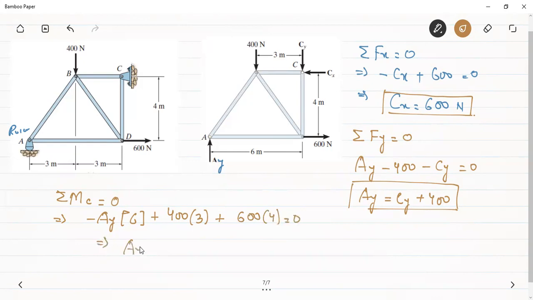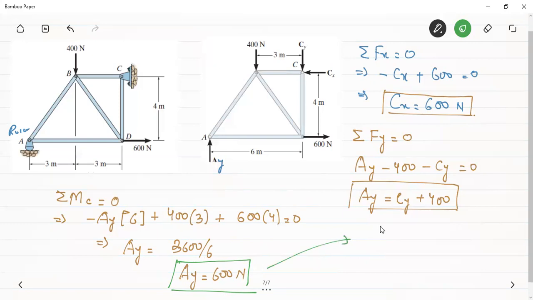So from here we get that AY is equal to 3600 divided by 6. This AY comes out to be 600 Newton. Again, this AY came out to be positive. Therefore, our assumption that AY is in the upward direction is correct. Okay, so this AY will be in the upward direction. Now we can substitute it here and we can find the value of CY. So 600 will be equal to CY plus 400. And again, CY came out to be positive. Therefore, our assumed direction that CY is in the downward direction, that is also correct.